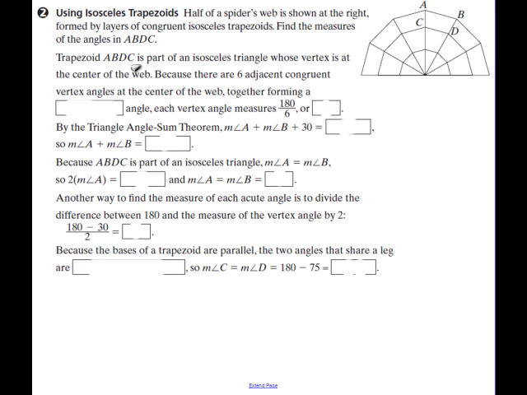So it says here the trapezoid ABDC is part of an isosceles triangle whose vertex is at the center. So like I mentioned before, we can look at this whole thing as one big triangle. So the little triangle plus the two trapezoids can be looked on as one big triangle. And this leg and this leg are congruent, this leg and this leg are congruent, this leg and this leg are congruent. We can look at this whole figure as being from B to the vertex is congruent from A to the vertex. So it's one big isosceles triangle.